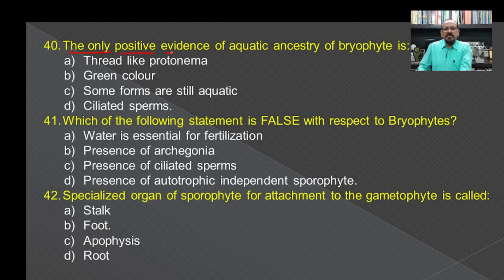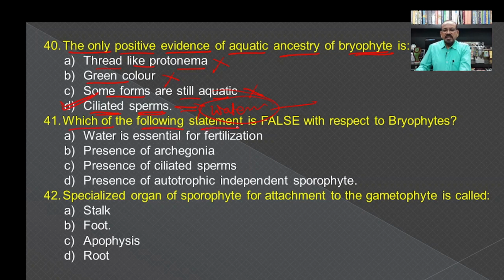The only positive evidence of aquatic ancestry of bryophytes is... The thread-like protonema is not showing an aquatic character. Green color is not an aquatic character, as it is also found in terrestrial organisms. Some forms are still aquatic, but there are many organisms which are both aquatic and terrestrial. The ciliated sperms mean that there is a need of water during their movement. It means that it shows the aquatic characteristics, and hence D will be the correct answer for this question.